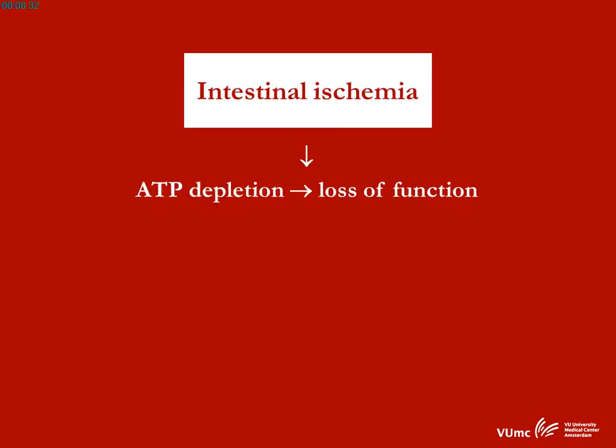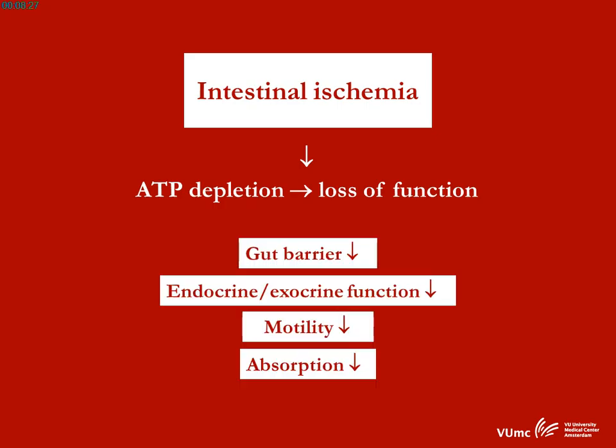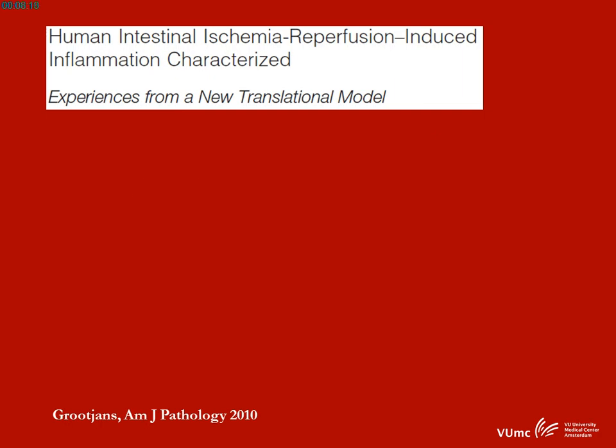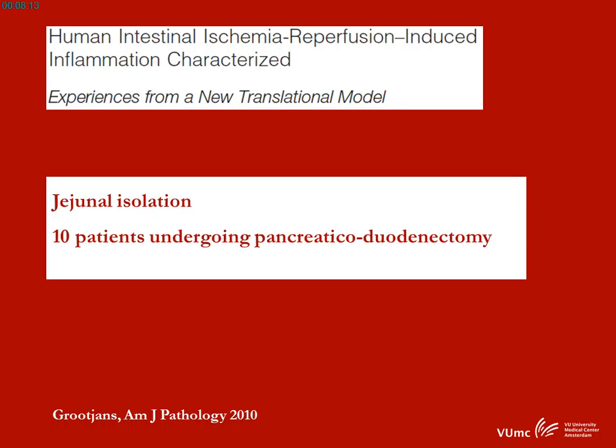Well, let's go to ischemia. Ischemia leads to ATP depletion and loss of all sorts of functions. And these are among the functions of the gut. So there are a lot of functions in the gut. In this also translational model, they used the jejunal isolation model in 10 patients undergoing pancreaticoduodenectomy. So the jejunum was clamped and investigated during the clamp period and then resected later.